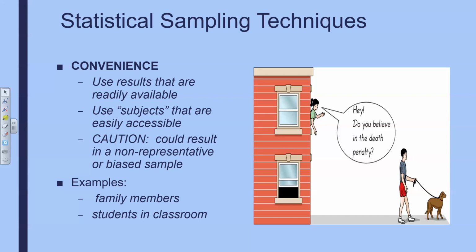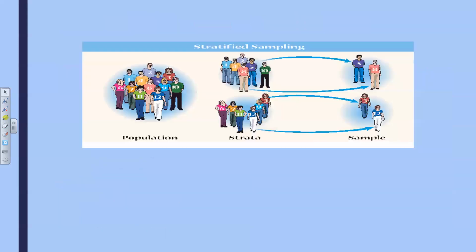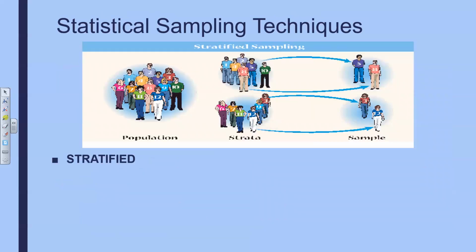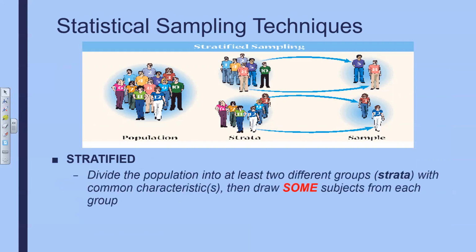All right, the last two of the 5 are probably the best of the 5 options in terms of selecting a sample. They're also the 2 that students tend to confuse and get mixed up. So I want to try to help you make sense of them. The 4th one is called stratified.